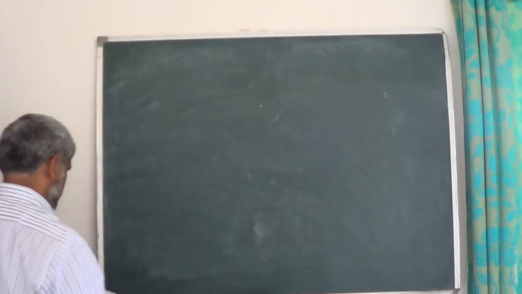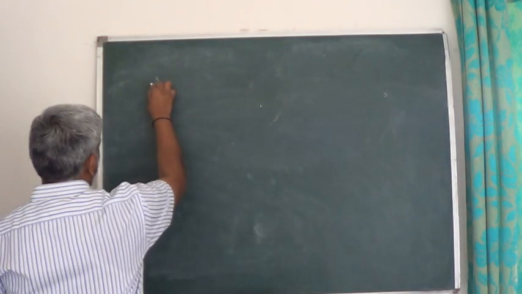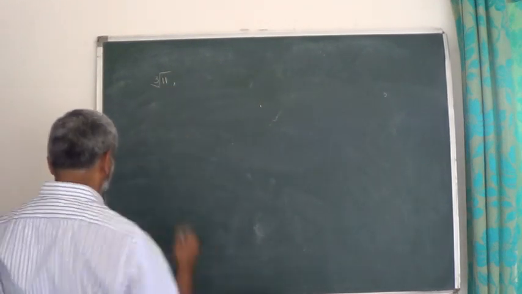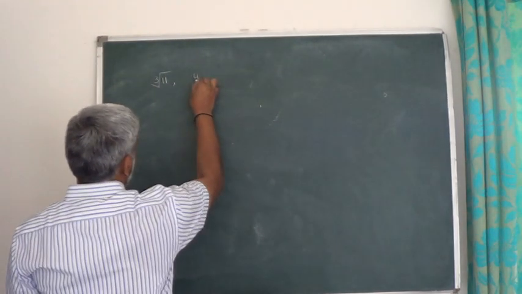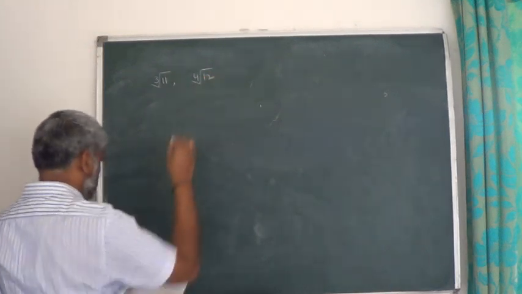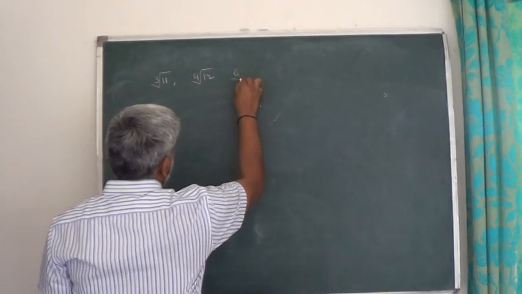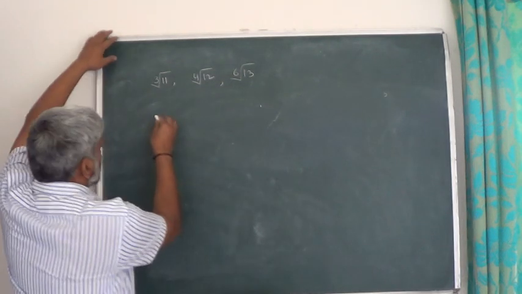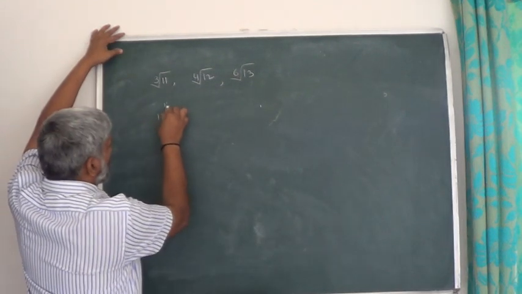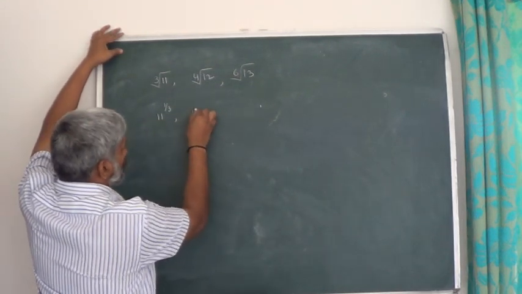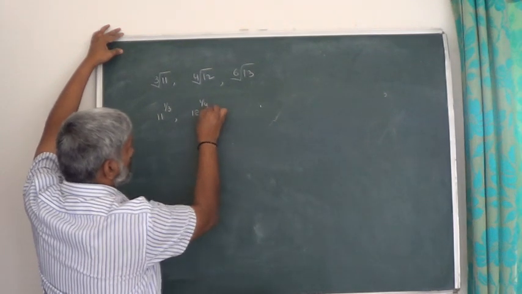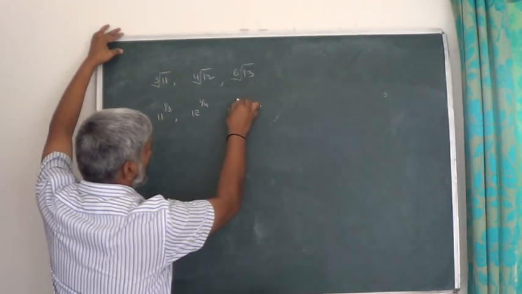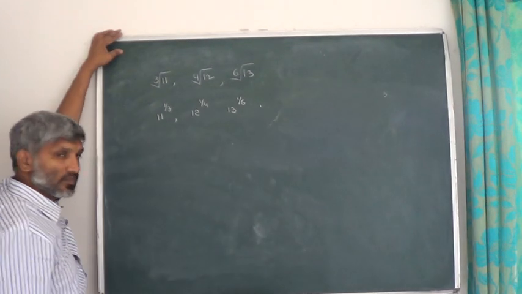So next, this one, he is asking: cube root of 11, the next one is 4th root of 12, and the next one is 6th root of 13. Which is the greatest among these three? Yes, you can do it. First one is 11 power 1 by 3. Next one is 12 power 1 by 4. The next one is 13 power 1 by 6.